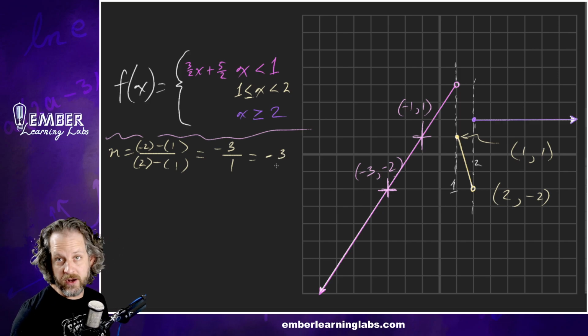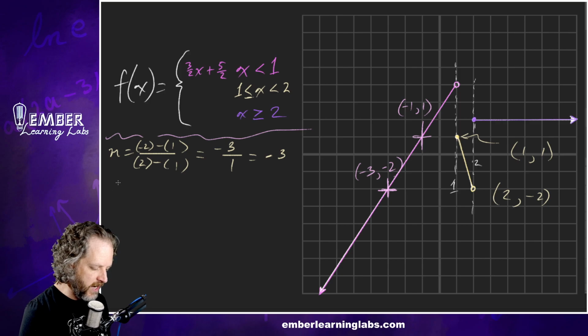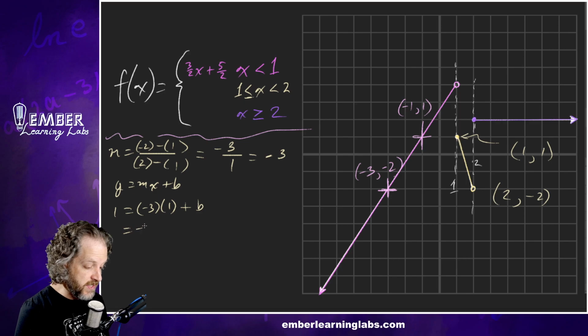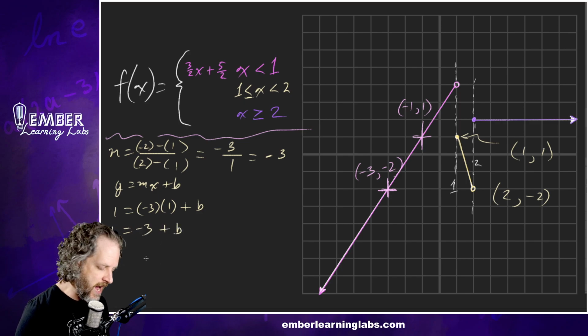Okay, so we're going to do the same thing. We're going to pick a point, plug it in, plugging it into y equals mx plus b. Let's plug in the 1, 1. That sounds easy. 1 equals the slope of negative 3 times 1 plus b. Multiply negative 3 times 1, which is negative 3. Bring down the 1, bring down the plus b. We're going to add 3 to both sides. So b equals 4.